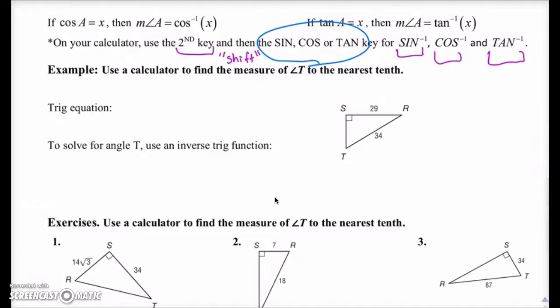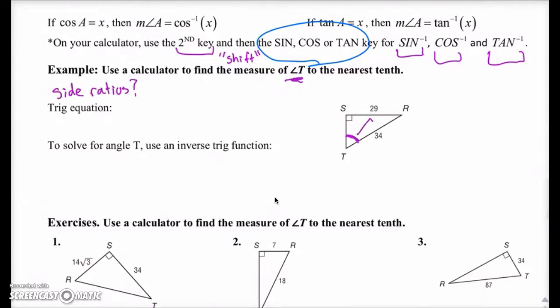So our goal is to find what angle T is. Let's just set up what we have. We're given which side ratios? Your first question to ask yourself: what side ratios are we given?